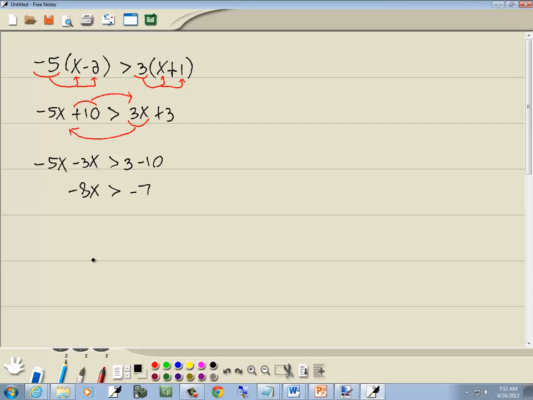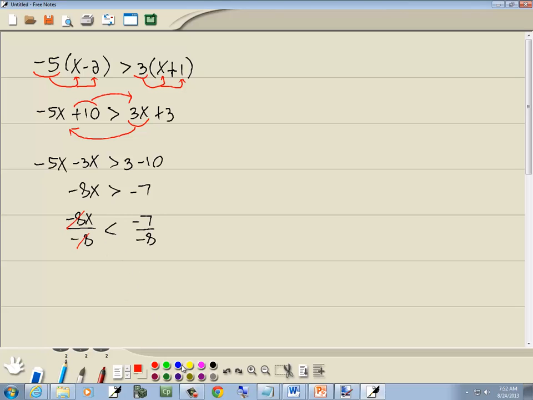Now our last step is to divide both sides by the number in front of your x. Well, the number in front of our x here is negative 8. So we divide both sides by negative 8. Now if you divide both sides by a negative number, you flip your inequality symbol. So our greater than becomes a less than.